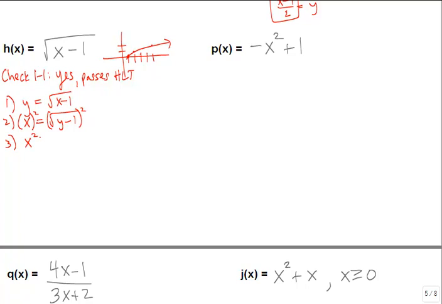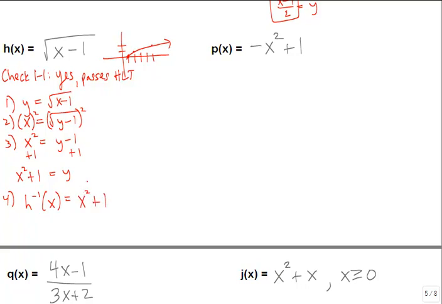This becomes x squared. The square root and the square cancel out, giving me y minus 1, and I'm going to add 1 to both sides. So I get x squared plus 1 is equal to y. Step 4, change that y to the inverse notation. Since this was h of x originally, what we've just found is h inverse of x, and its formula is x squared plus 1.